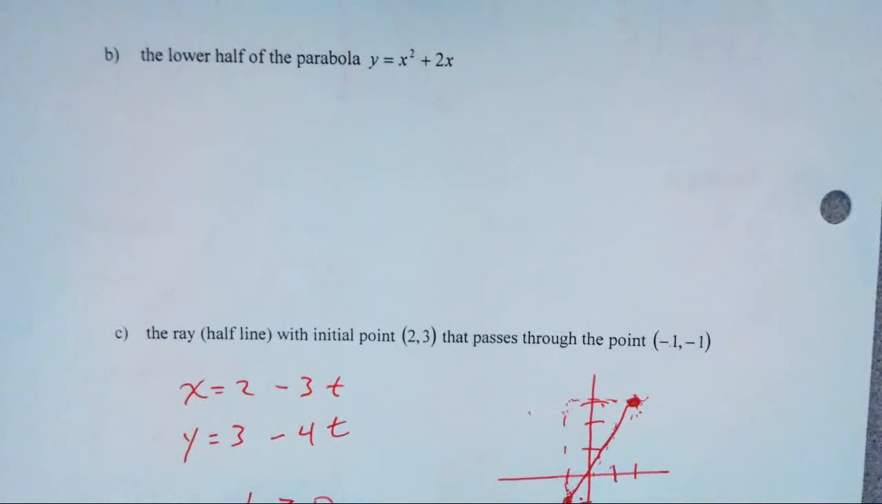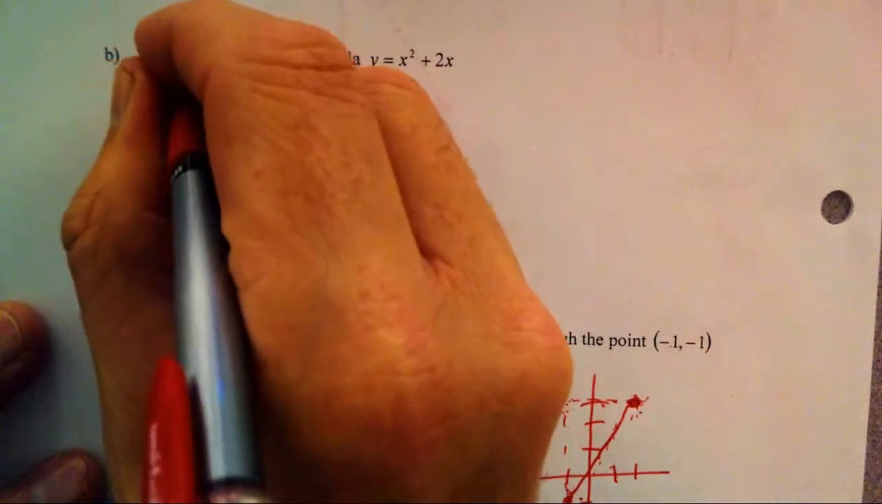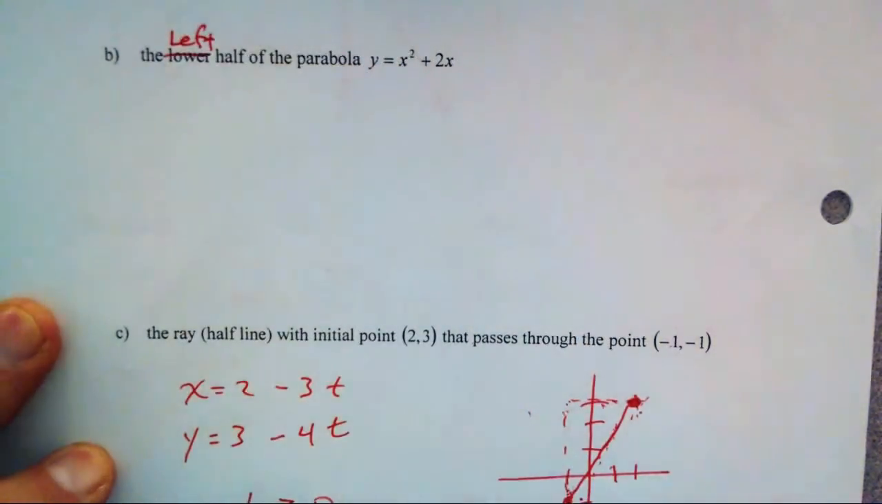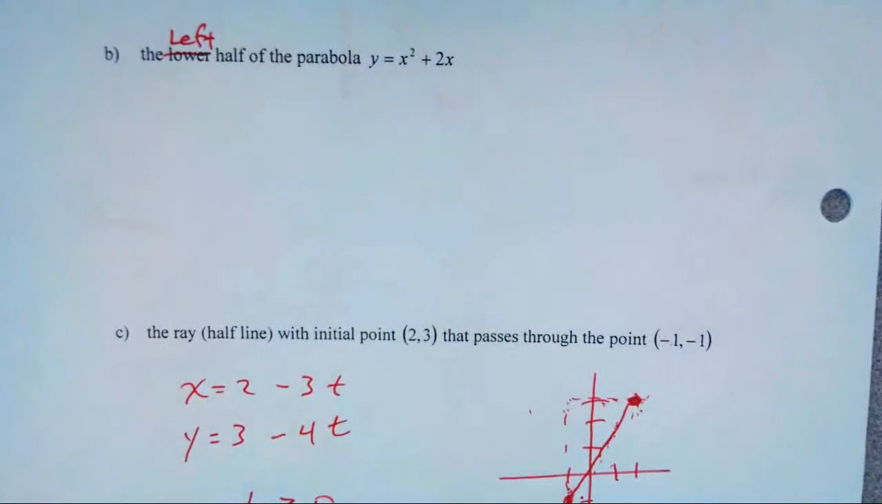X squared parabolas open up and down. This one happens to open up. Well, what the heck is the lower half of that? Do they mean under the x-axis? That's not half of the parabola. This shouldn't be lower. This should be left. The left half. If this was y squared plus 2y, the problem makes sense.